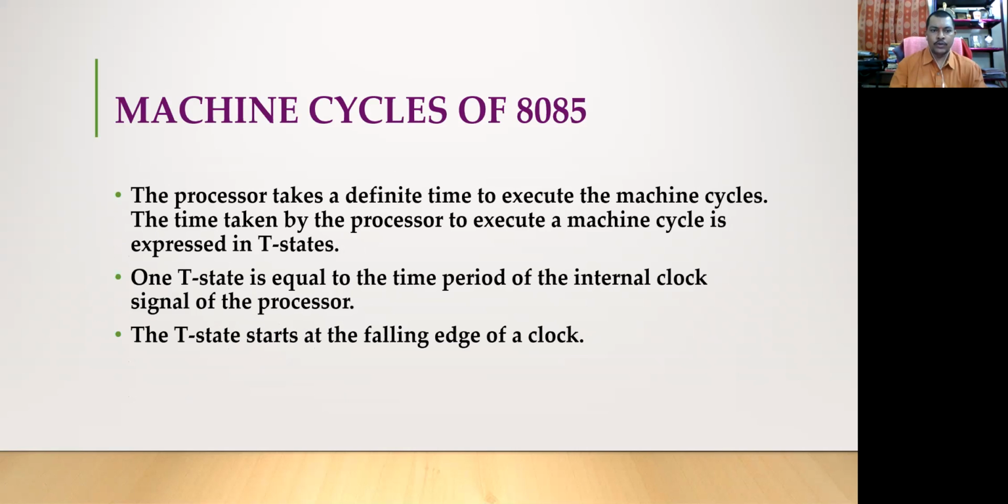We'll go one by one over here. So for the machine cycles of 8085, the processor takes a definite time to execute the machine cycles. Now, the time taken by the processor to execute a machine cycle is expressed in T states, right? The time taken by the processor to execute a machine cycle is expressed in T states, 1, 2, 3, 4, right? Accordingly, one T state is equal to the time period of the internal clock signal of the processor. We have seen that in the earlier slide. So the T state starts from the falling edge of a clock pulse and goes to the next higher edge. So it goes like this.